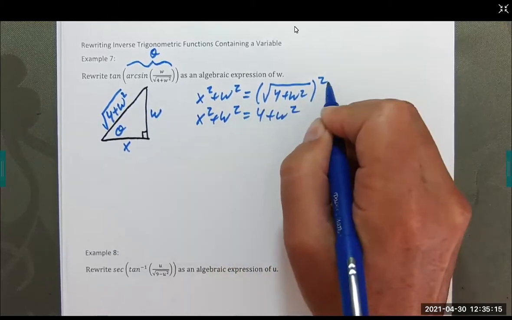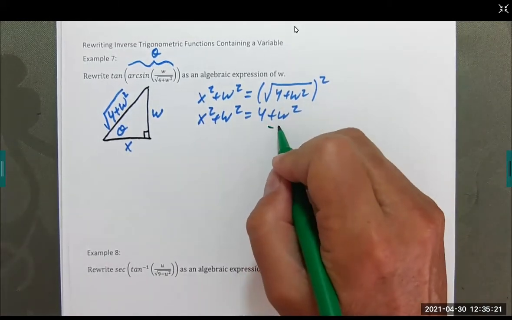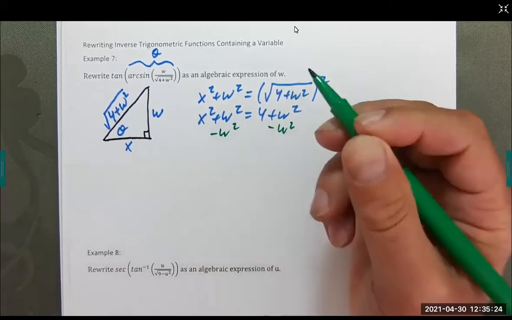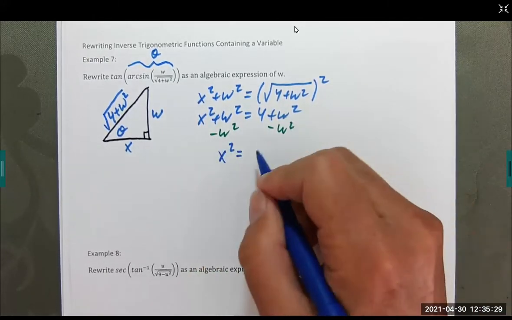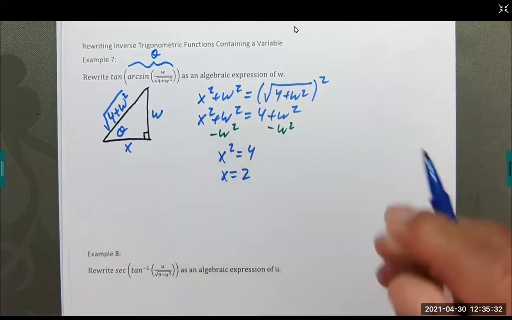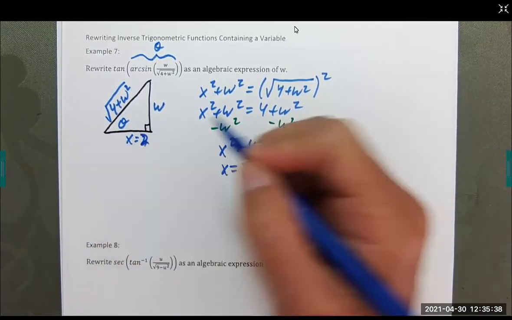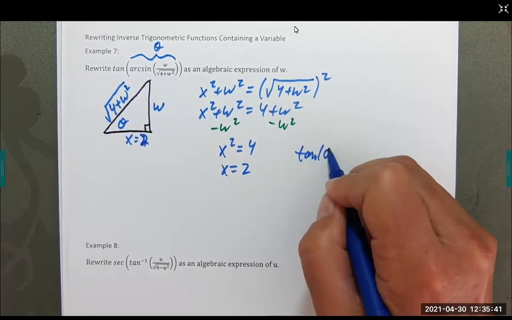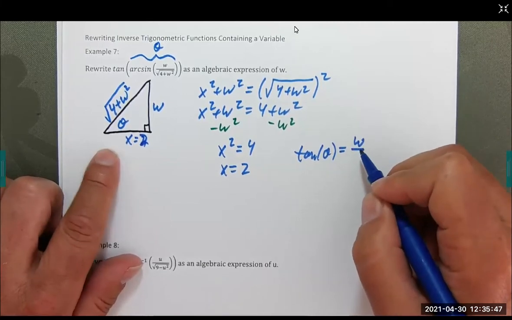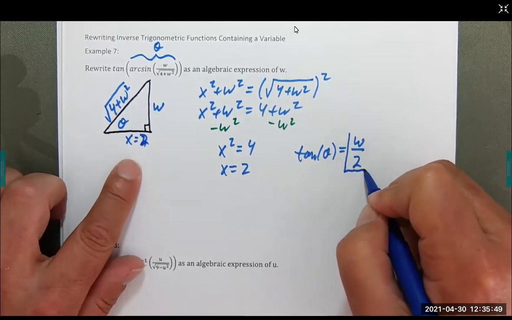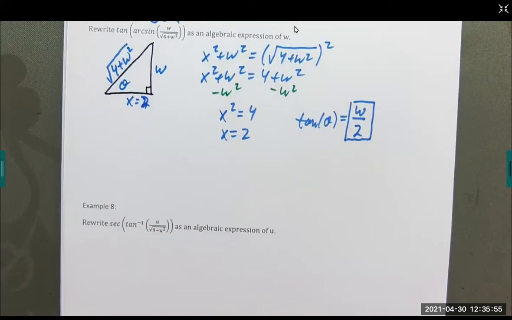Of course, the squared and the square root cancel each other out, and we can subtract out the w squares. We get x squared equals 4, which means x equals 2. So the tangent of our angle is going to be the opposite, w, over the adjacent, which is 2. I know it looks scary, certainly compared to the ones with the numbers that we just had.